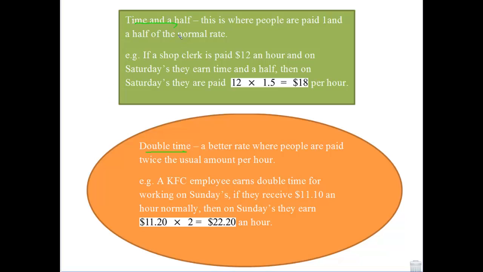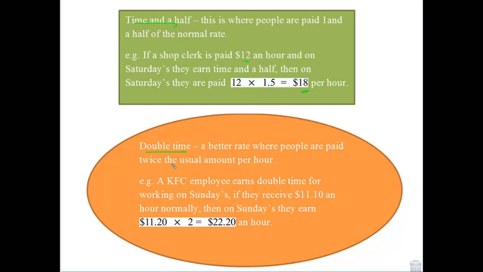So what does it mean by time and a half though? This is where people are paid what they would normally get paid per hour plus half again of that normal rate. For example, if you've got someone working in a shop and they get $12 an hour, but on Saturdays they earn what they call time and a half, so 1.5 times their normal rate of pay. For every hour they work on Saturday, they would get $18. Instead of their normal $12 an hour, they get $18 because you just multiply it by 1.5.